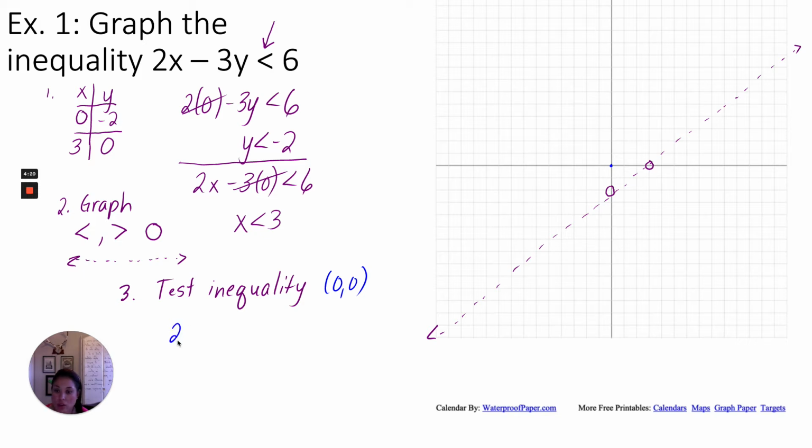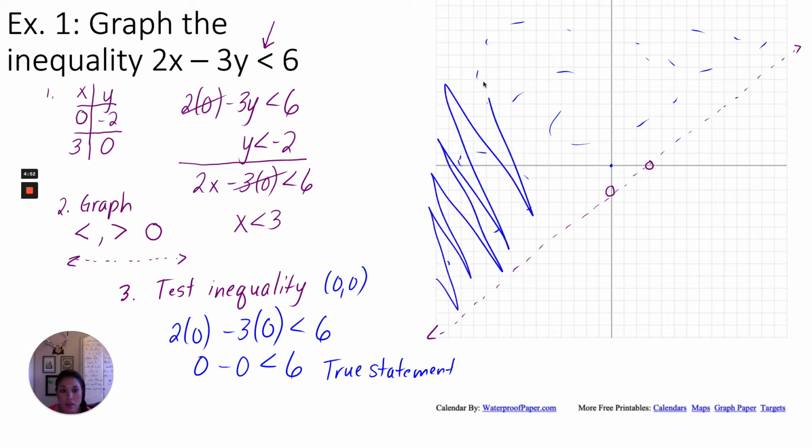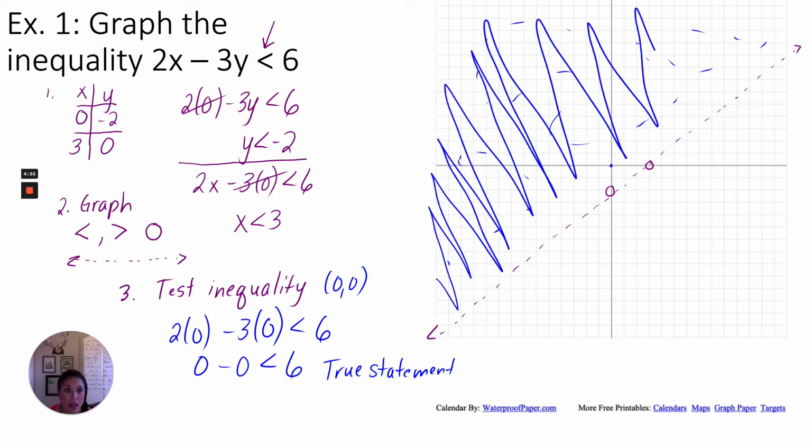So if I substitute 0 for x and 0 for y, let's see if this inequality statement is true. This is now 0 minus 0 is less than 6. So yes, this is a true statement. This means that any point on this side of the half plane will make a true statement. So what you're going to do is color in this side of the half plane, and this will be your answer for your graph.